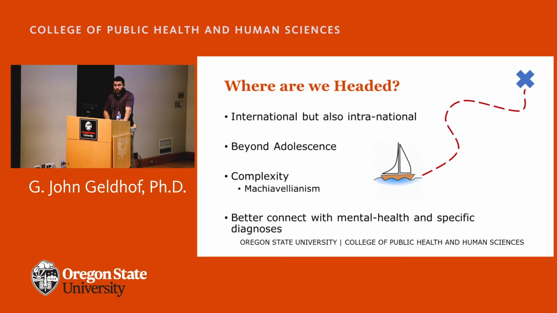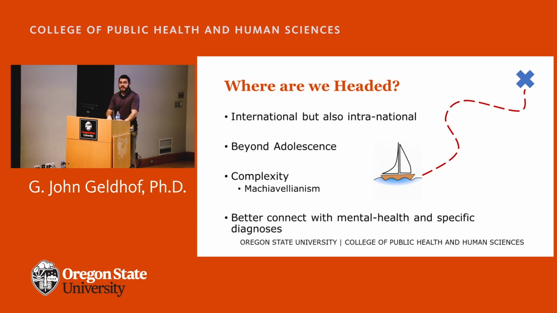So where are we headed then? The research is really going in an international direction, but also intranational. We've known for a while that different contexts, different cultures have different definitions of thriving or well-being, but what we haven't done a good job of recognizing yet is that even within the United States, we're a culturally diverse society. We may need to actually look at how does thriving manifest among different groups of Americans.